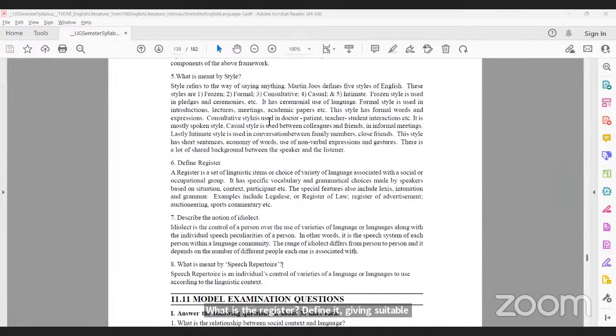When somebody asks you to give suitable examples, you have to explain it in this way: what is a register? What is an idiolect? You will give the context or the situations, that if I am in this situation, I'll try to use different languages, different words, different features. Based on this, it is called an idiolect or a register.